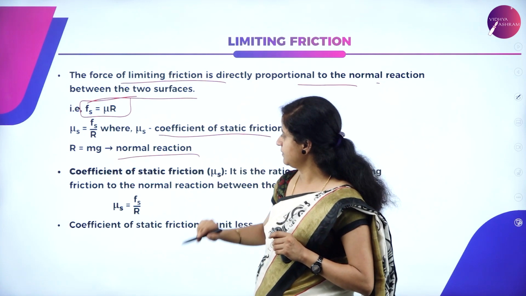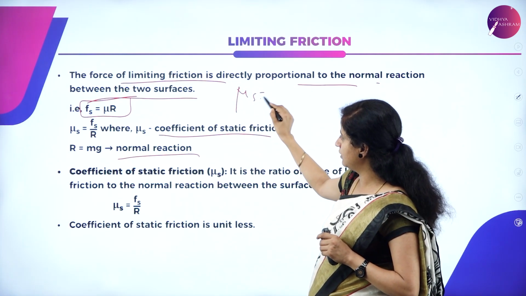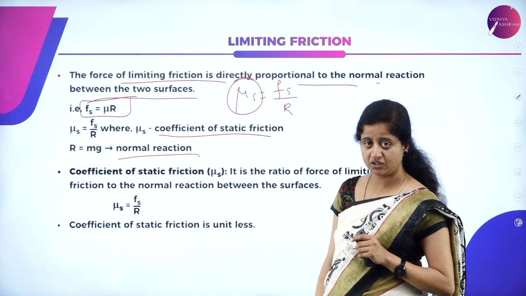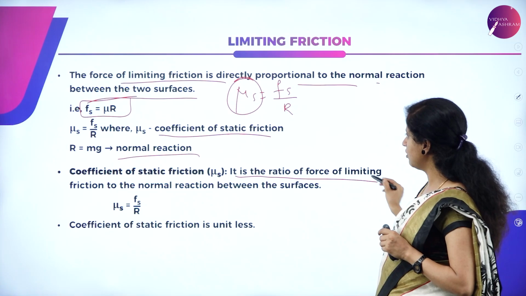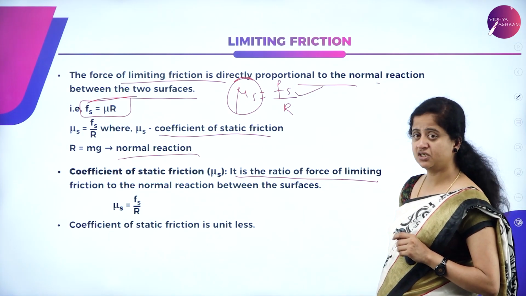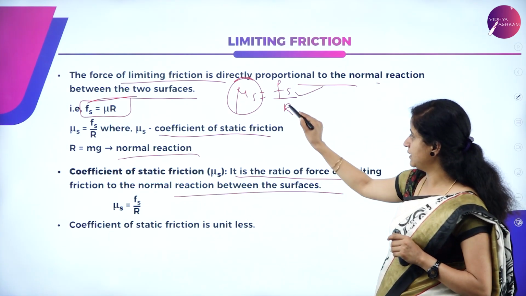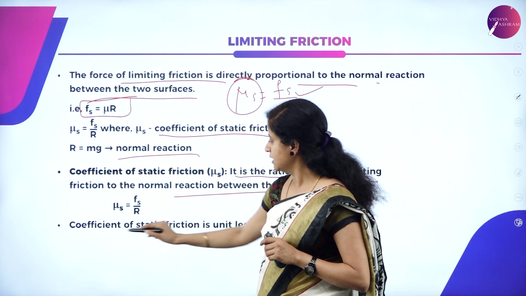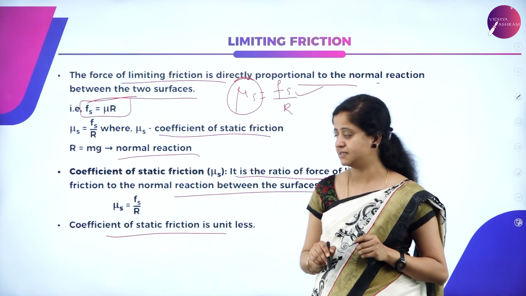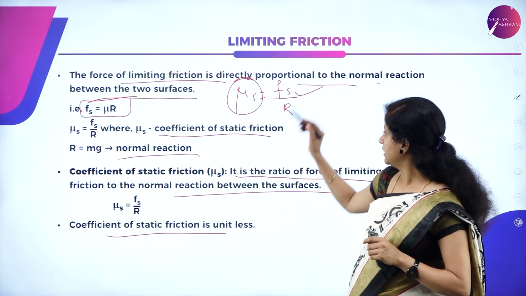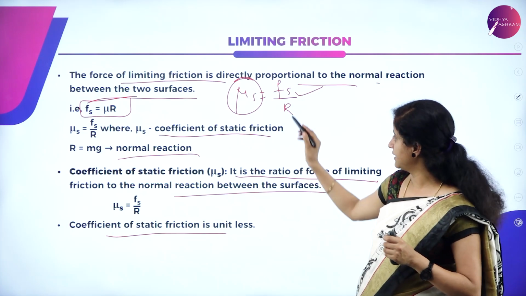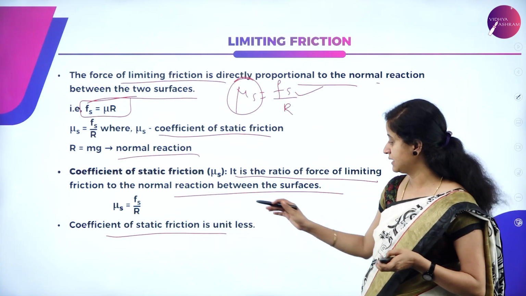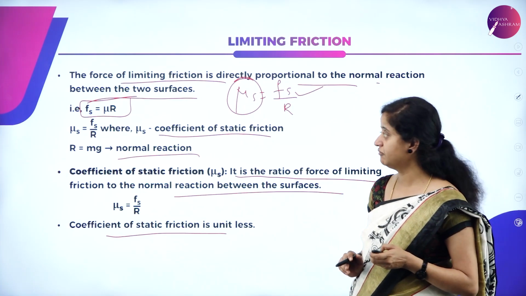This can also be written as mu S is equal to Fs divided by R, where mu S is the coefficient of static friction. It is the ratio of force of limiting friction to the normal reaction between the surfaces. Fs is nothing but the force of limiting friction. So the coefficient of static friction is unitless, because in the numerator we have force and in the denominator we also have force. Since both are the same quantities, there is no unit.